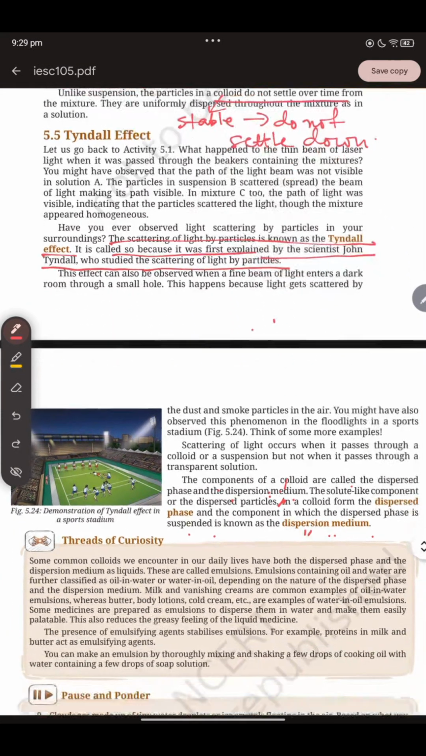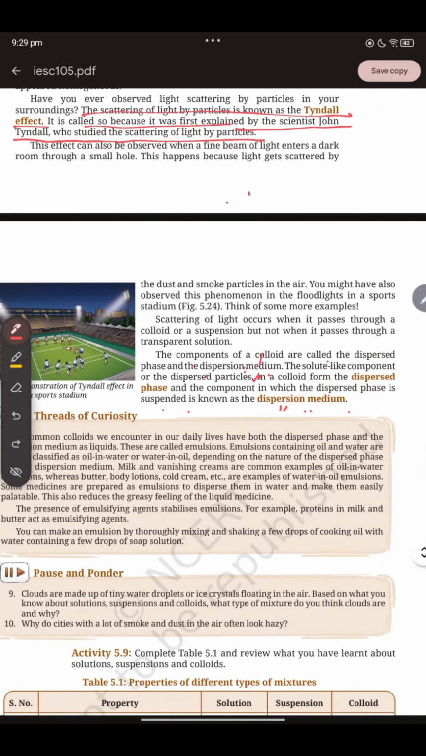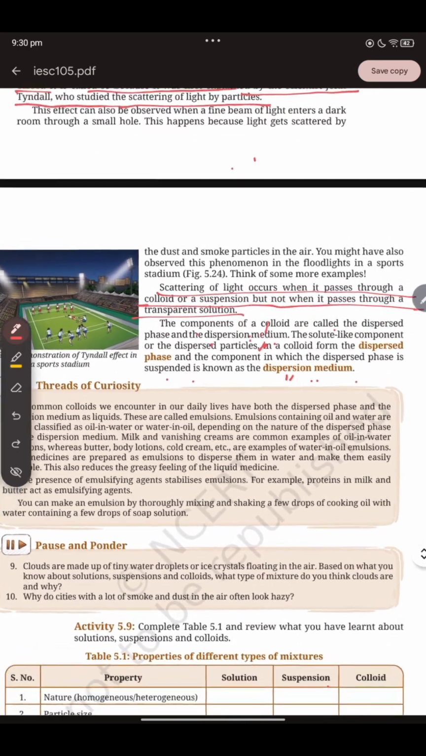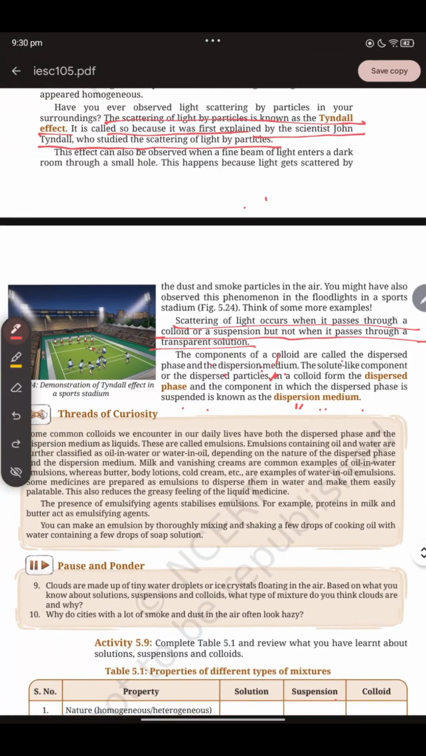Okay, so scattering of light occurs when it passes through a colloid or a suspension, but not when it passes through a transparent solution or true solution. Remember that the scattering of light by the particles of solute in a suspension should be greater because they have greater particle size. Now, the components of a colloid are called dispersed phase and dispersion medium.